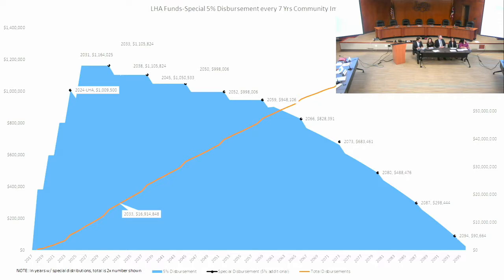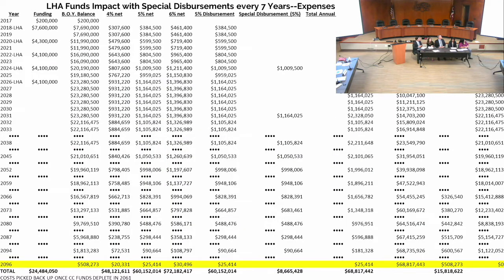The fund would actually end in 2096 at that point with a $68.8 million total impact on the community. The last year you would really see $1 million would be in 2045 in terms of being dispersed. And then you'd start dipping into additional principal at that point. And that's just a chart for that.